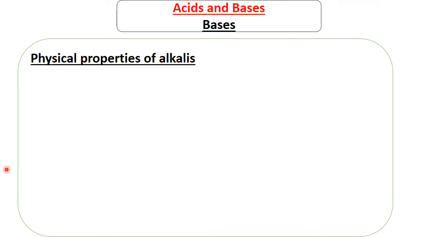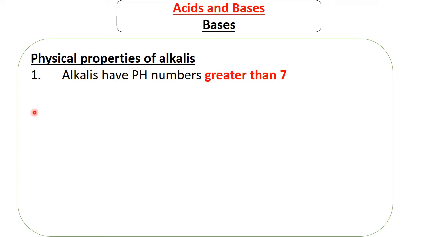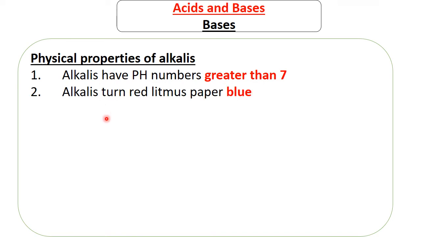Physical properties of alkalis. Just like acids, you're going to see that most of the physical properties of alkalis are the same as those of acids. One, alkalis have pH numbers greater than 7, while acids have pH numbers less than 7. Just to clarify my statements, the physical properties are nearly the same, but they are opposites of each other, and they are based on the same parameters. So for acids, it's less than 7. For alkalis, it's greater than 7.